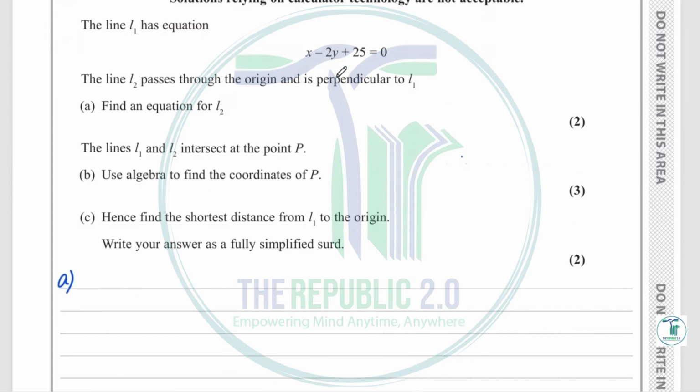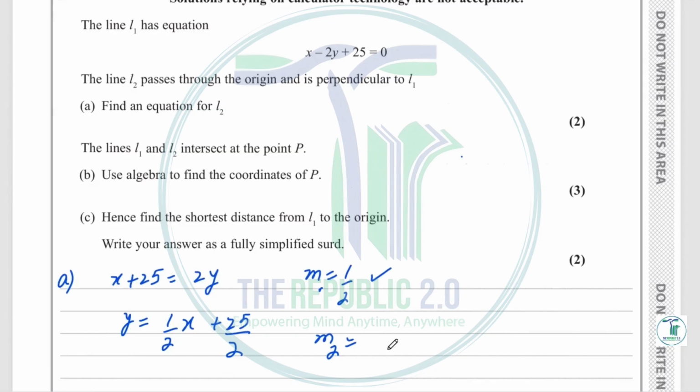So to write this equation in y = mx + c form, we've got x plus 25 is equal to 2y. So y comes out to be 1/2 x plus 25/2. That is the value of y. Once you've got y, you've got the gradient over here, and that comes out to be 1/2. You've got this m, and that is equal to 1/2. But the slope of L2 is going to be the negative reciprocal, which has to be negative 2.